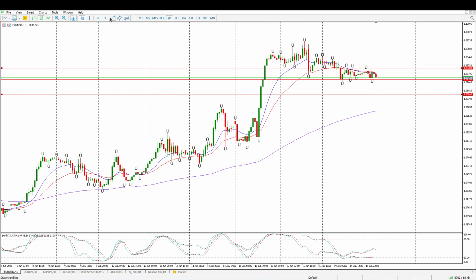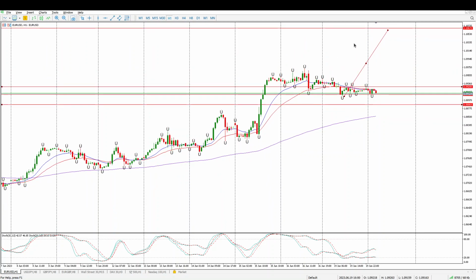And what I'd be looking for is a second move equal to this. And you can see I do have a target up there at 1.10670. So that's my view there.